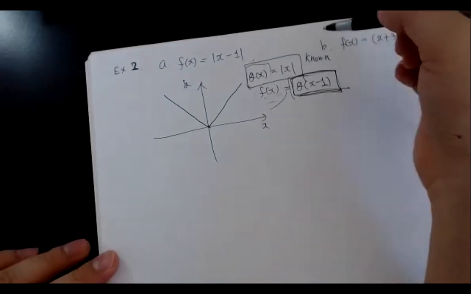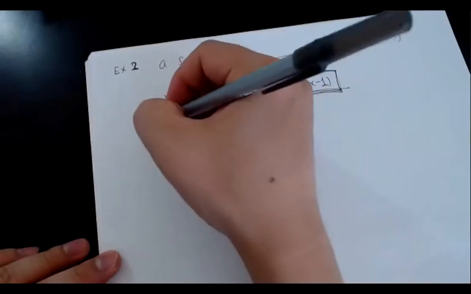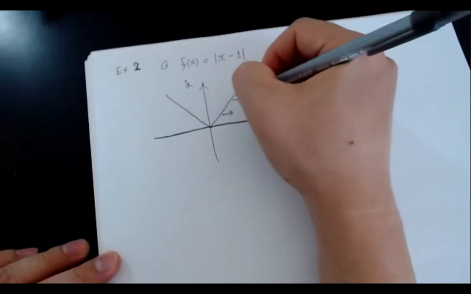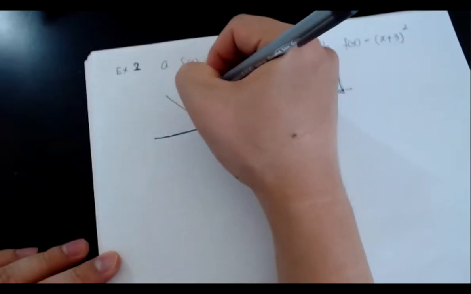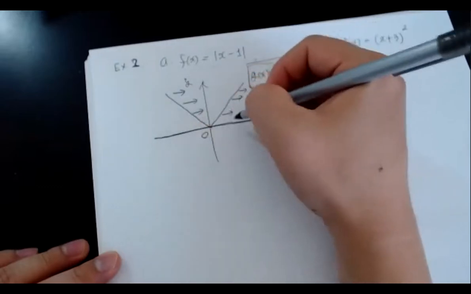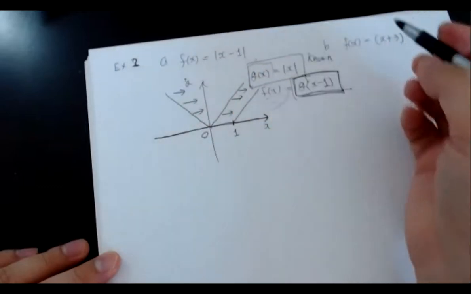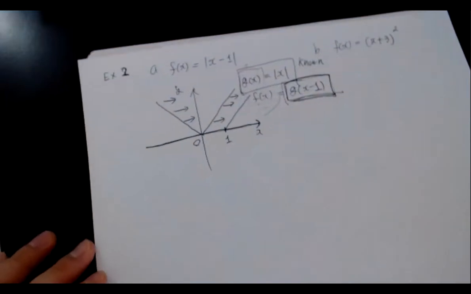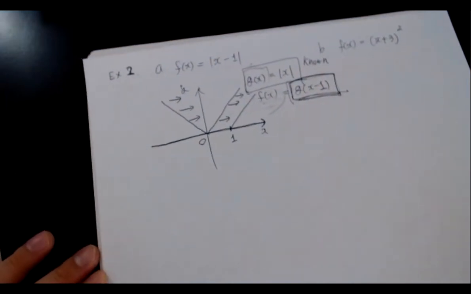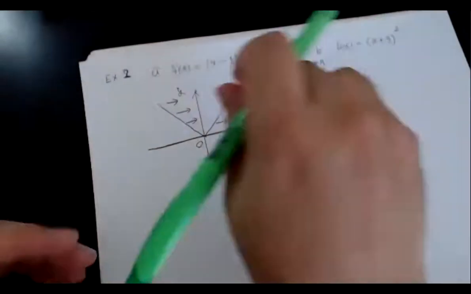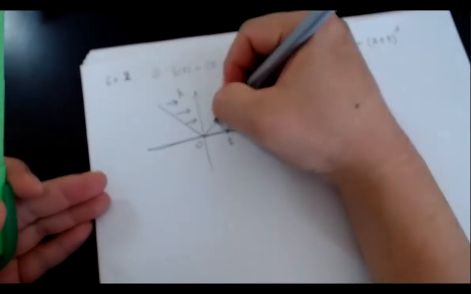So 1 unit, right? Now we move the graph of g of x to the right 1 unit, and then this one too. Okay, so right here.